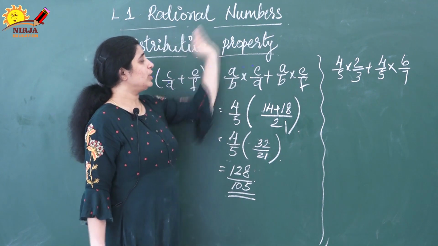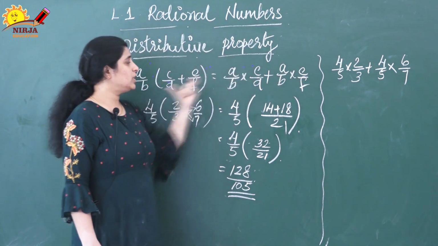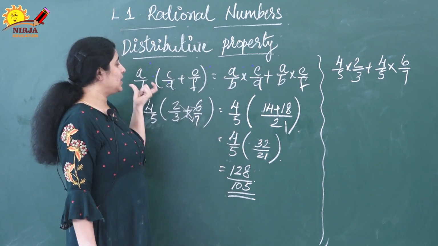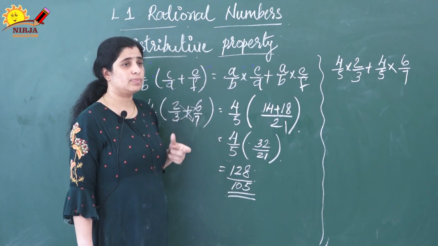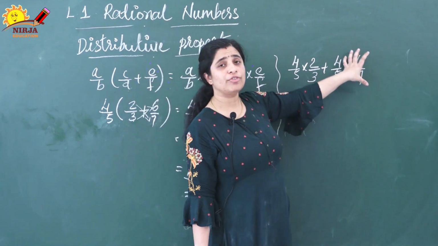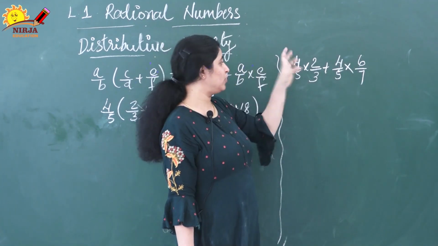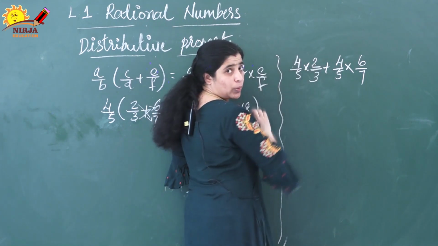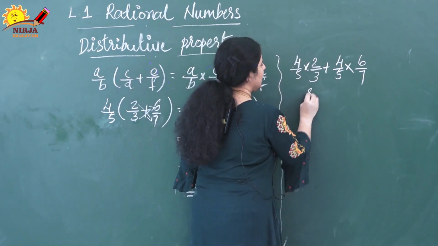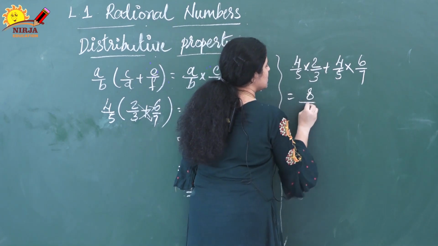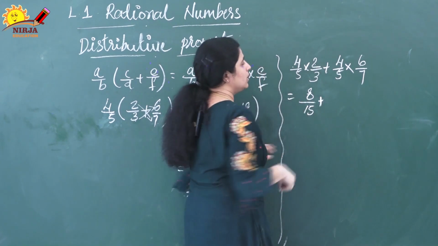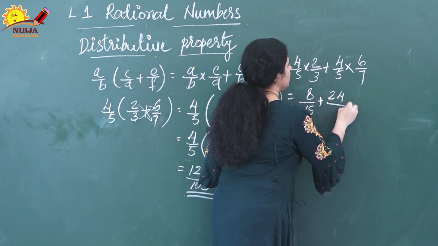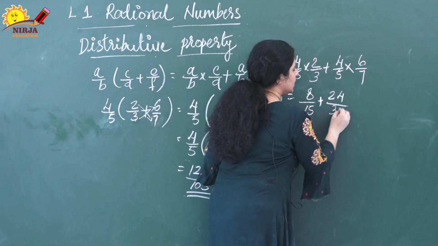Now you have to verify the RHS. If these two are equal, then the distributive property is true in the case of rational numbers. This is the RHS of this distributive property. We will solve this one. First we have to multiply the numerator with the numerator. 4 2s are 8 and 5 3s are 15, plus 4 6s are 24 divided by 5 7s are 35.